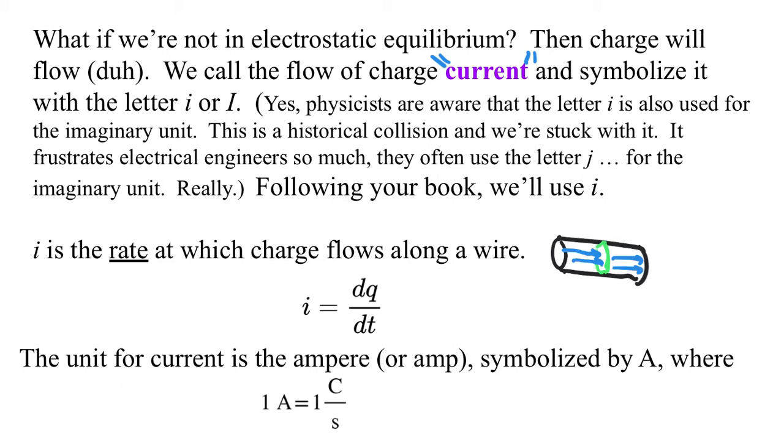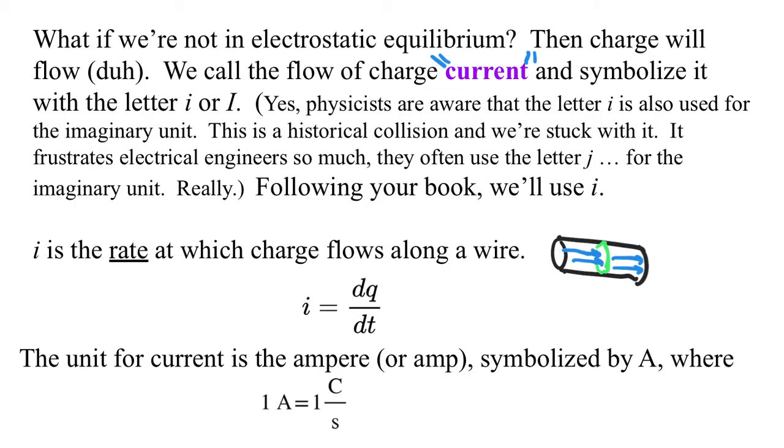The unit of current is the ampere. We usually call it just the amp, symbolized by capital A, where 1 amp is 1 coulomb per second. Ampere will turn out to be very important in the study of electric circuits, and so this was a noble historical attribute, though almost everybody forgets his name and just calls it an amp.